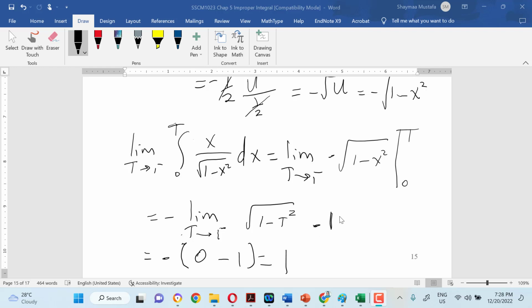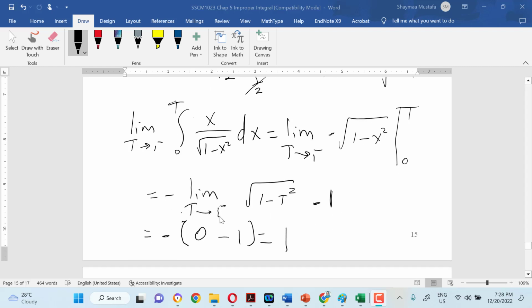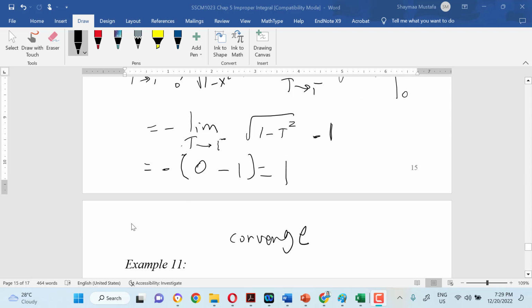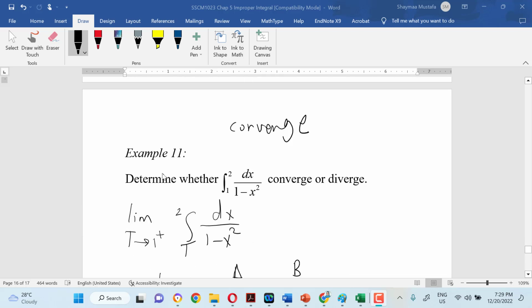So minus 1. Now the limit when t goes to 1 from the left, 1 minus t squared, substitute t by 1. 1 minus 1 is 0, square root of 0 is 0, minus 1. Minus 1, minus 1, which is 1. So the limit is 1, which means this one converges. This one is a convergent integral.